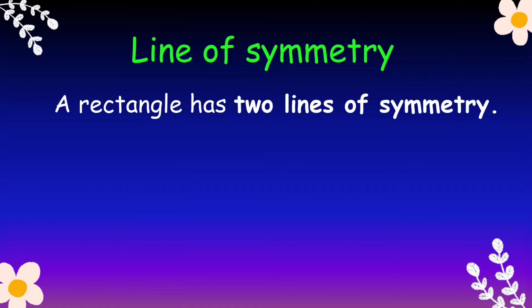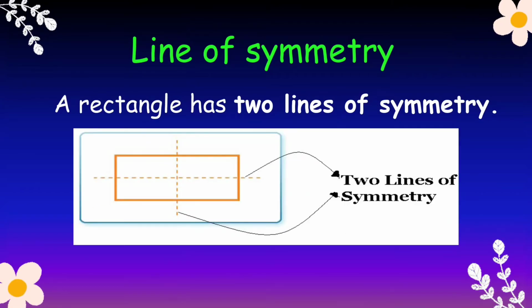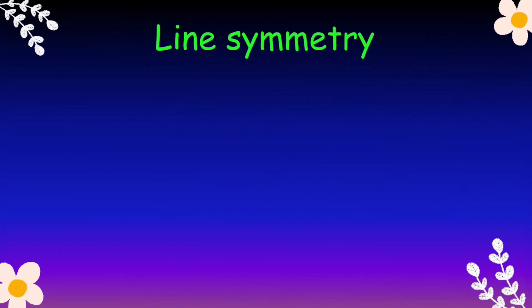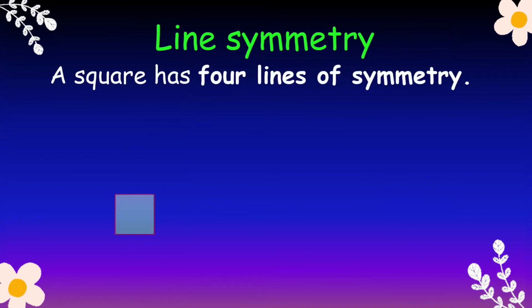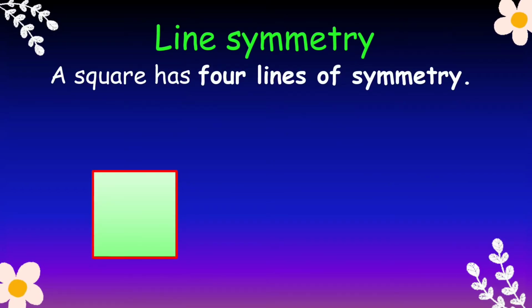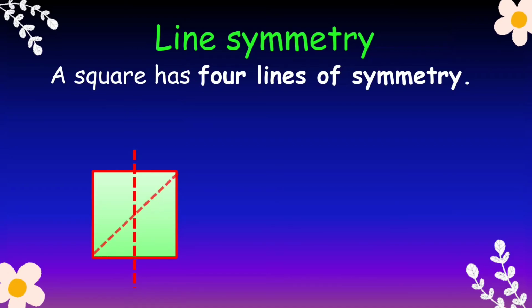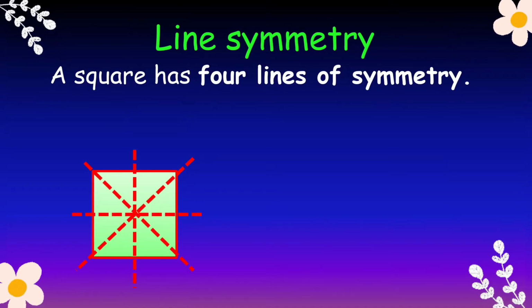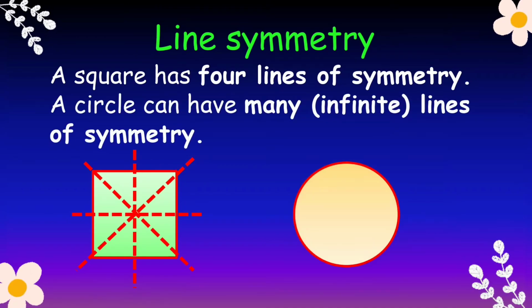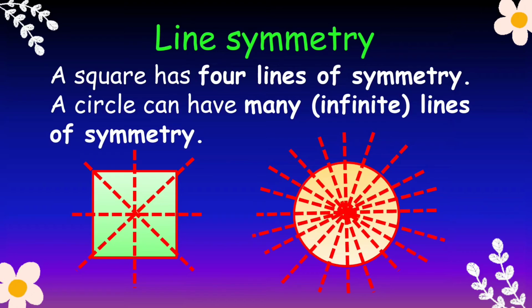A rectangle has two lines of symmetry. You can see here this is a rectangle. It has two lines of symmetry. A square has 4 lines of symmetry. Now let us look at this. 1, 2, 3, 4. So square has how many lines of symmetry? 4 lines of symmetry. A circle can have many lines of symmetry. You can see here many lines of symmetry.